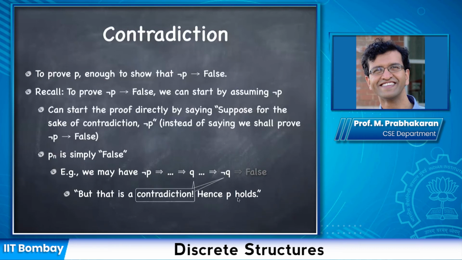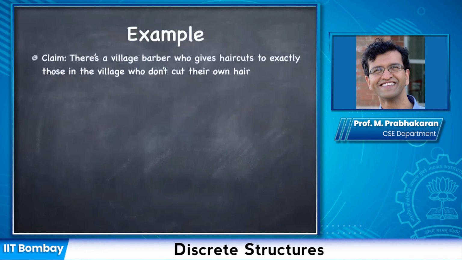So you would say hence P holds. Okay, so that entire sequence of argument is just proving not P implies false, and therefore the equivalent statement P holds. Here is an example of proof by contradiction, which you pretty much cannot prove in any other reasonable way.